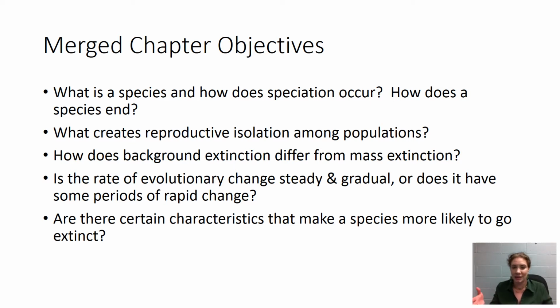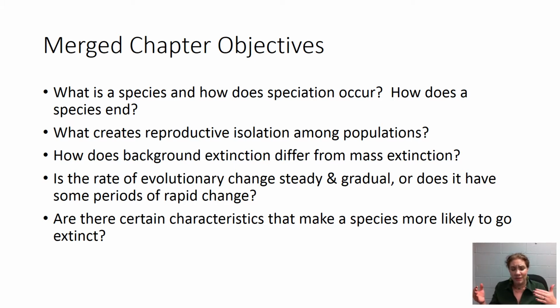What contributes to that? All of those types of questions. Well, maybe not all, but some. What creates reproductive isolation among populations, and how is this intertwined with the idea of speciation? When we get to the extinction part of this, what is background extinction and how is that different from mass extinctions? Are we really looking at a mass extinction caused by human activity right now is one of the topics in this chapter as well.